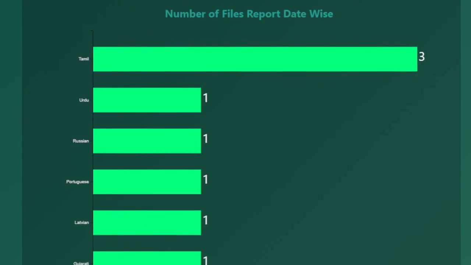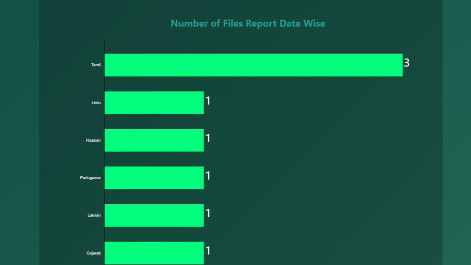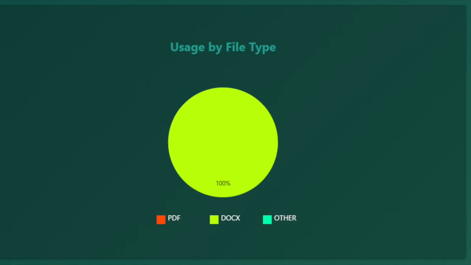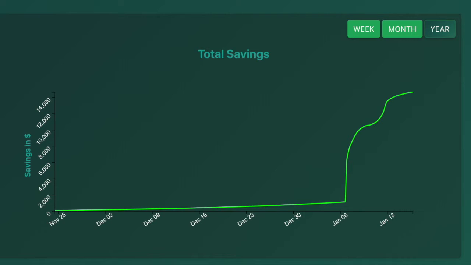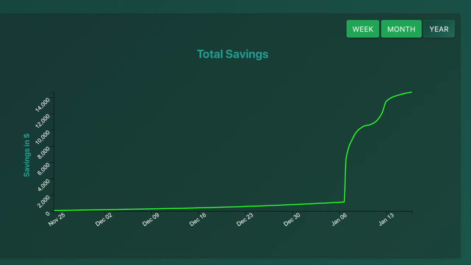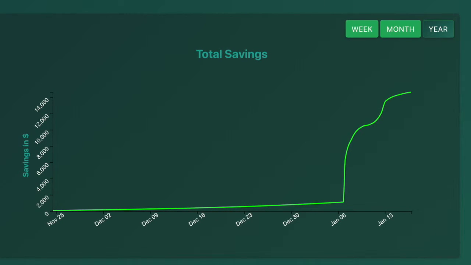In the report page there are visuals for total savings, usage by file format and number of files translated in a particular language. Here in the right corner you can filter visuals according to week, month and year.